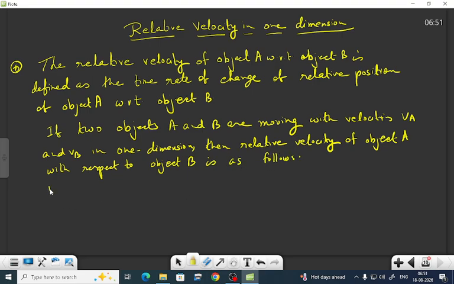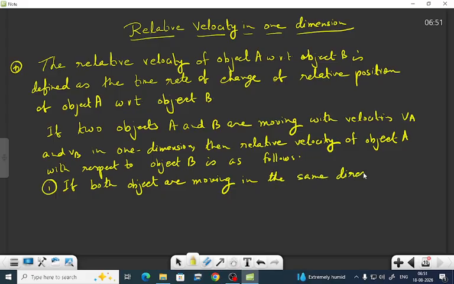Number one, if both objects are moving in the same direction, then VAB is equal to VA minus VB. This is the relative velocity.